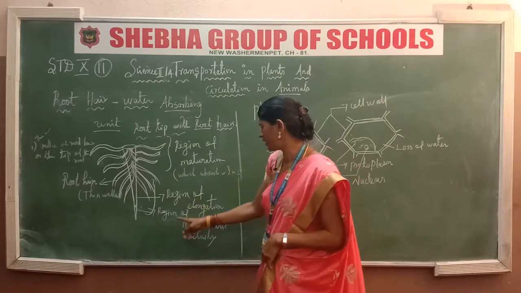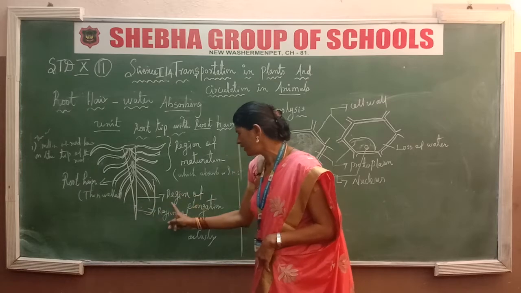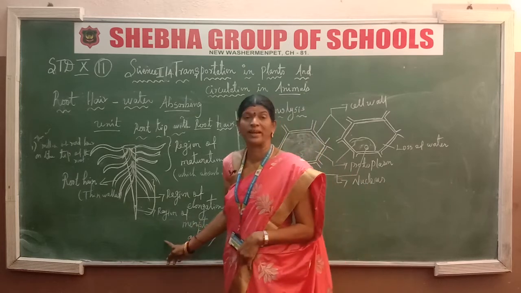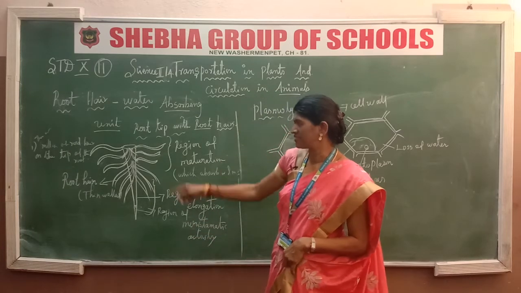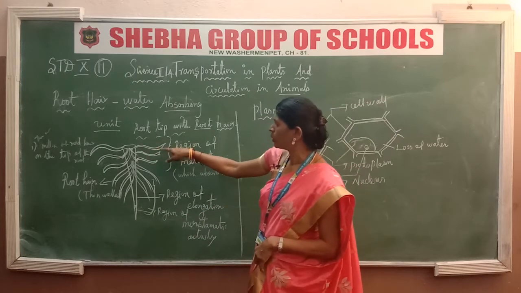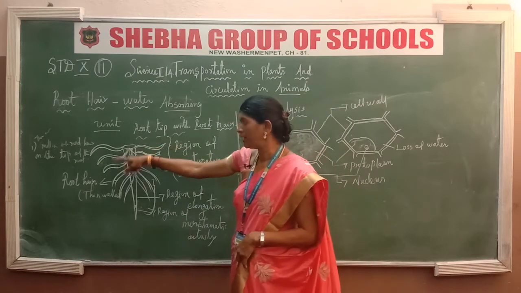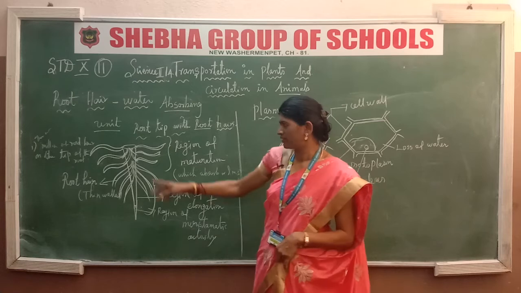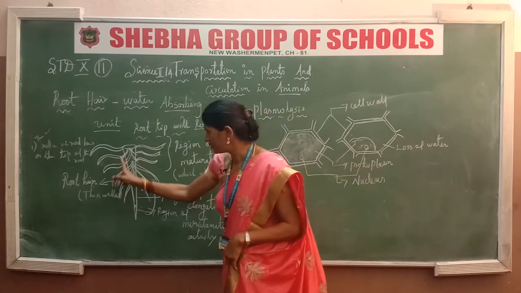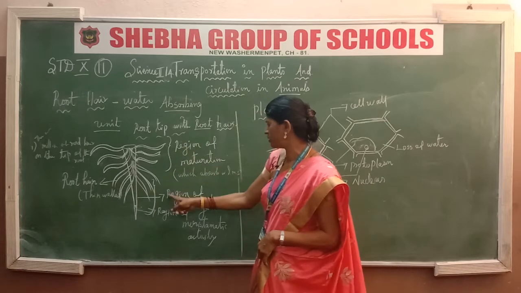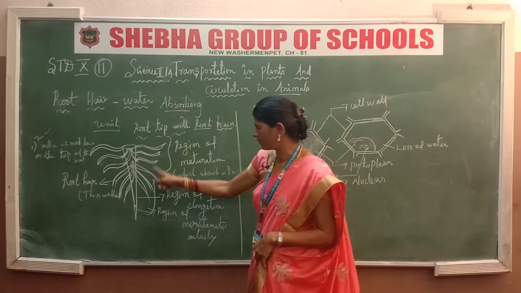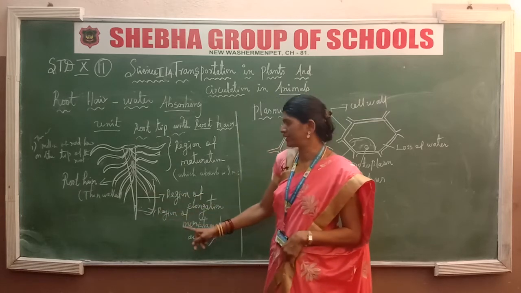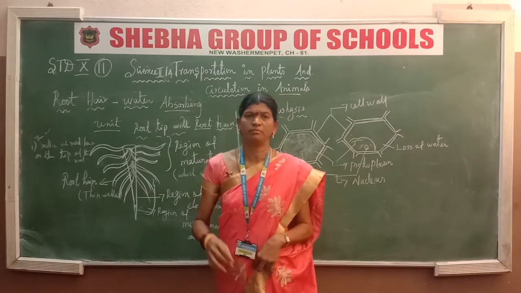Then the region of elongation, at the tip, is for meristematic activities. This is the root tip with root hairs; there are millions and billions of root hairs on the tip of the plant. Is it clear? So, the diagram here: this is called the root hairs, then the region of maturation, and the last one is the region of elongation, with meristematic tissue.